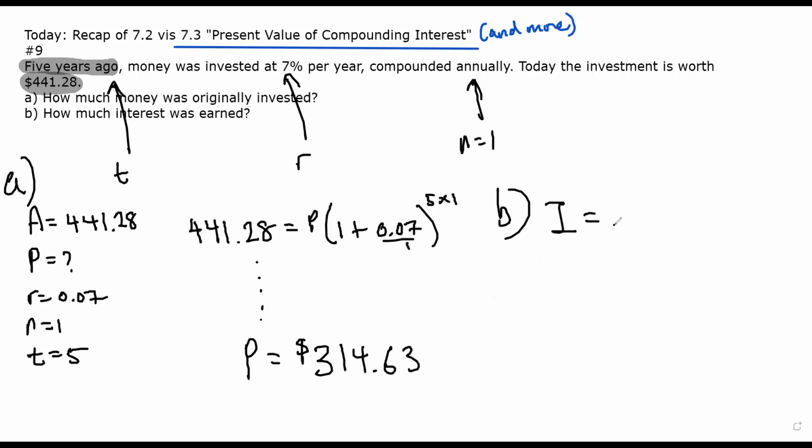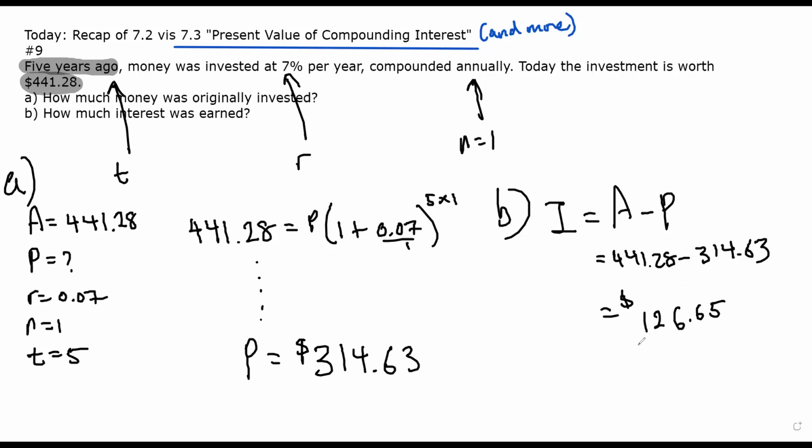Interest. That is going to be the total amount minus the original amount. 441.28 minus 314.63 equals 126.65. Let me check if I'm wrong. Just did mental. 441.28 minus. Sounds good. Okay.